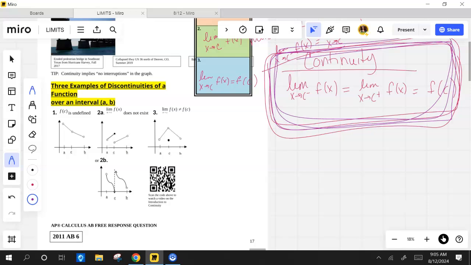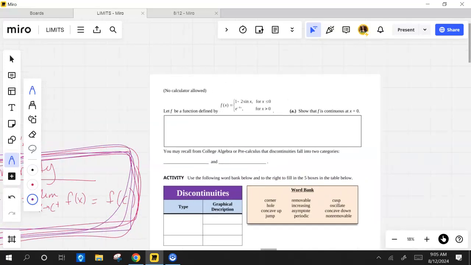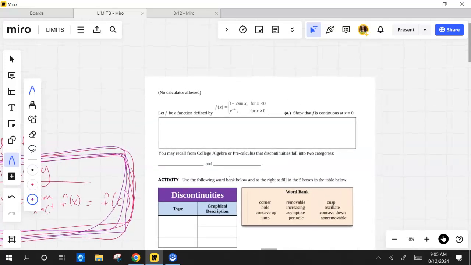So because the left-hand limit does not equal the right-hand limit, it's not continuous. Y'all see that? Do y'all see all the different scenarios? Okay, let's keep going then. Let's look at an example of what this would look like on the exam, because this does show up.